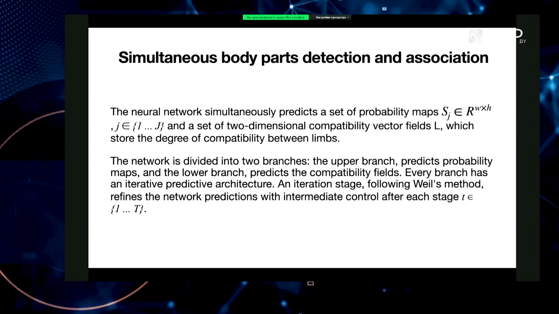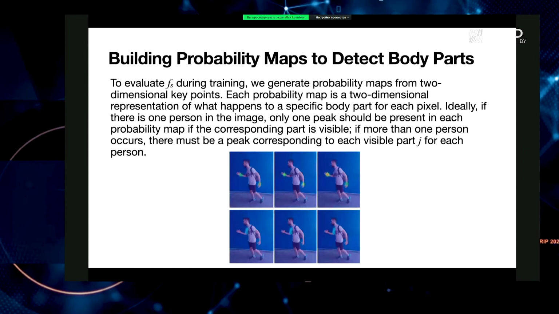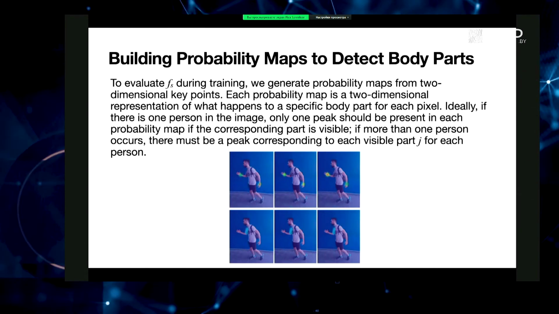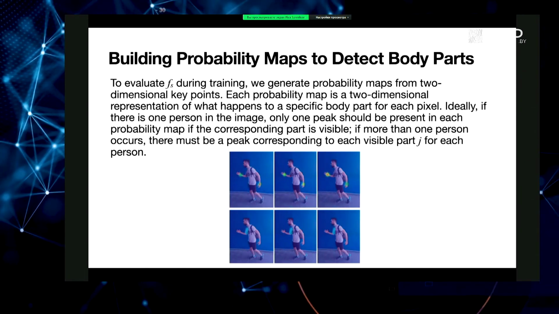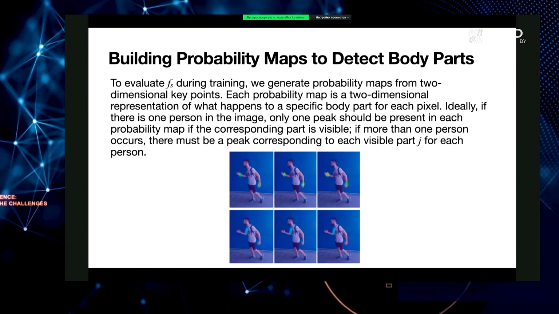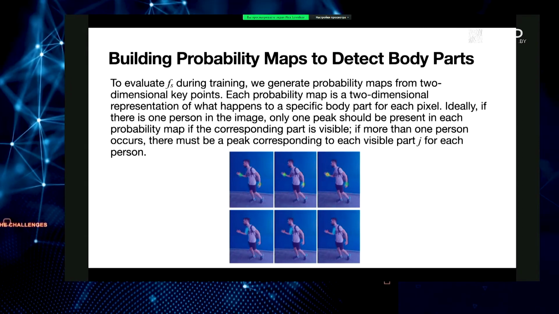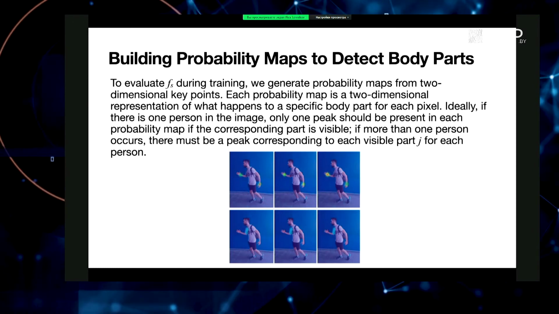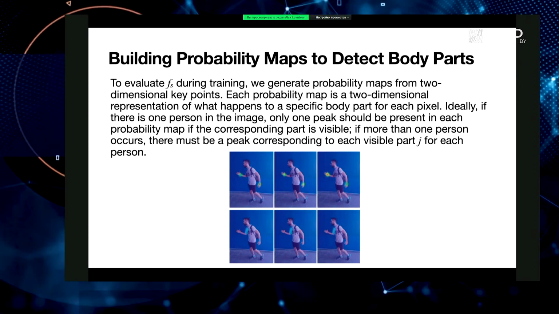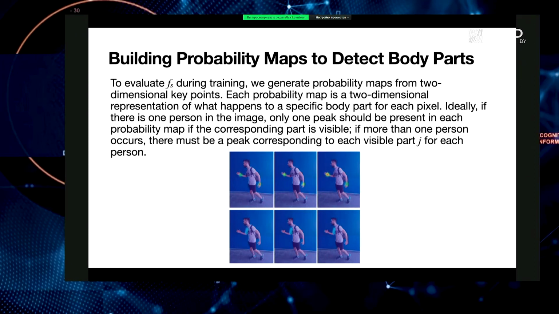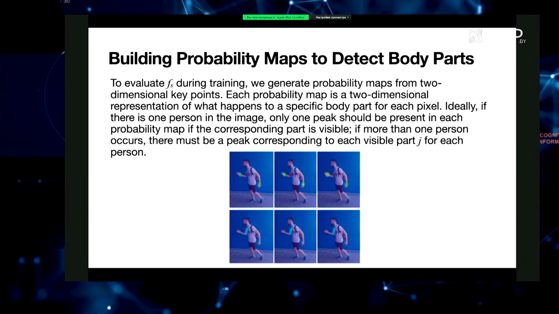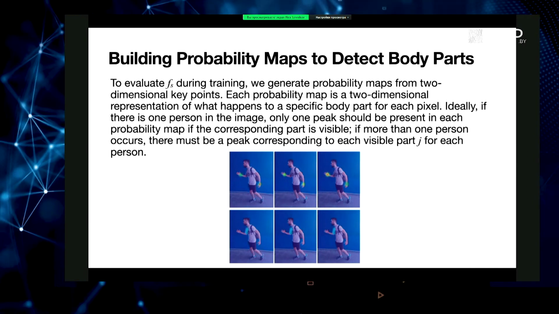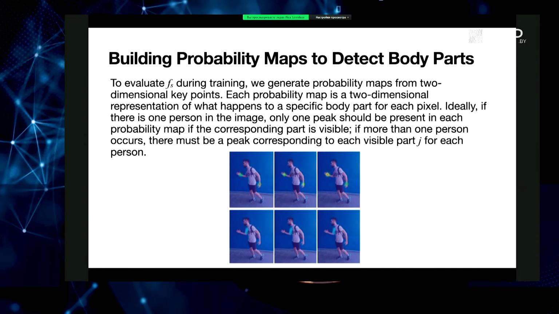Okay, so the next step is to understand these body parts, to build probability maps to detect body parts. Basically, we try to detect these joints, right? And our main problem is to find the peak point, the hottest point on the joint. For example, if there is one person on the image, there should be only one peak presented for each probability map, right?